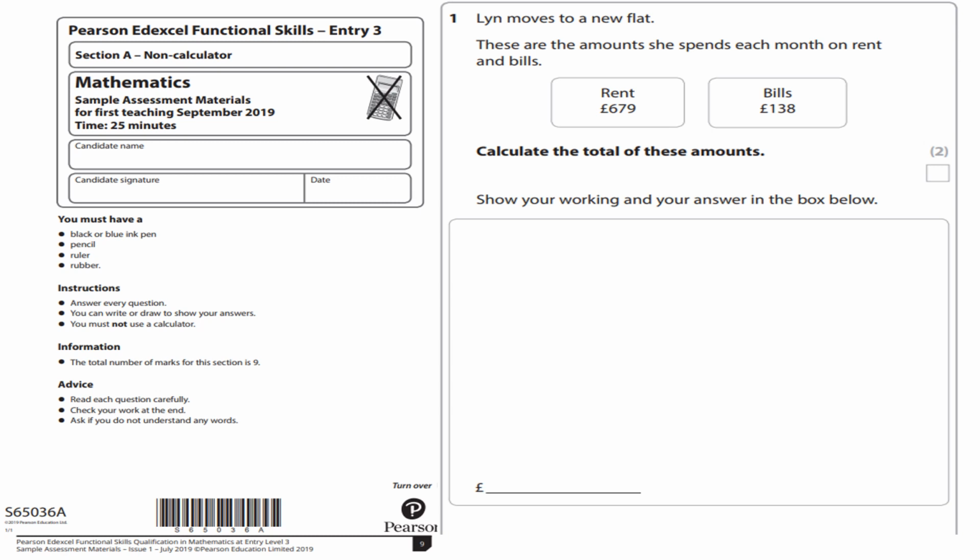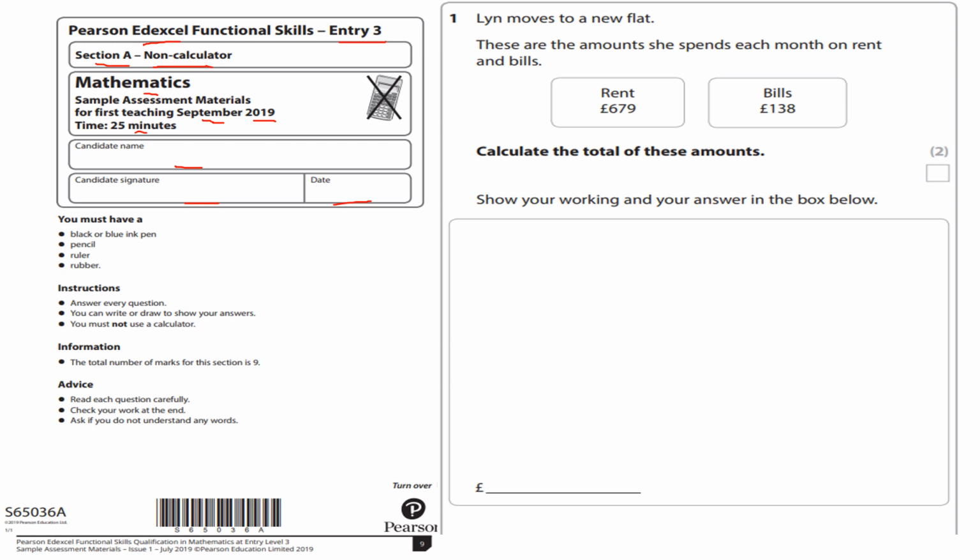Okay guys, so in this video we are looking at the Pearson EDEXCEL Functional Skills Entry 3 Section A, a non-calculator mathematics sample assessment materials for first teaching September 2019, and the time allowed for this paper is 25 minutes. You'd obviously write your name, sign it, and then date it. You must use black or blue ink. Okay, so there are your instructions.